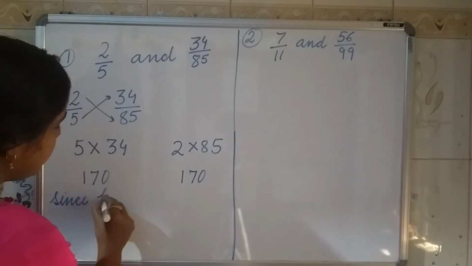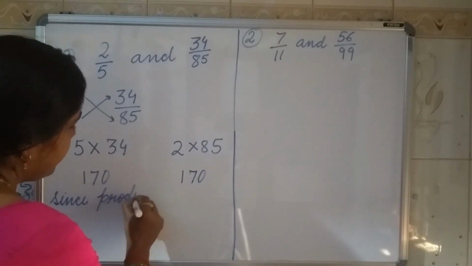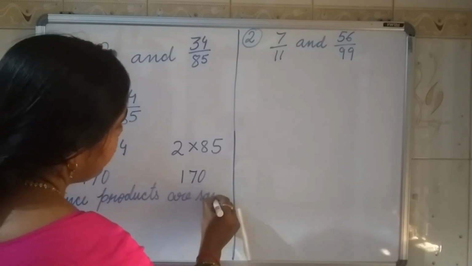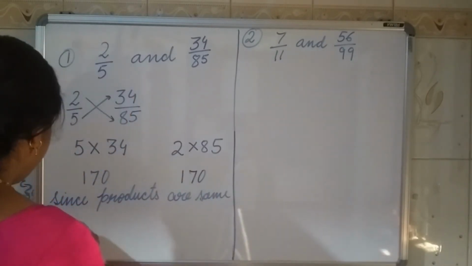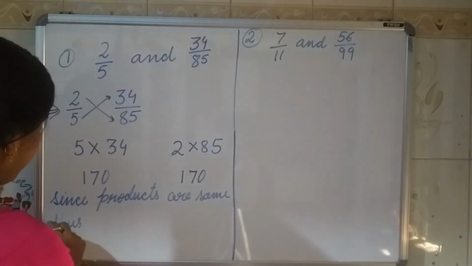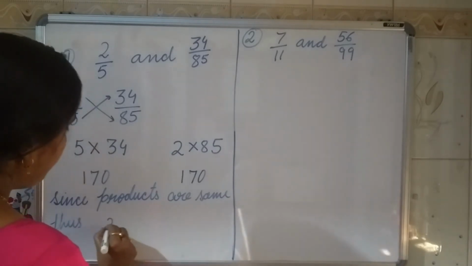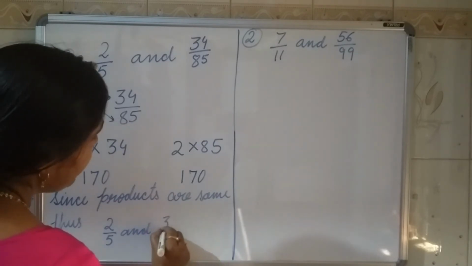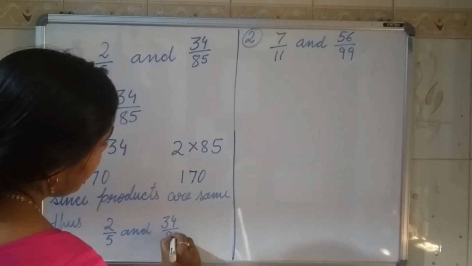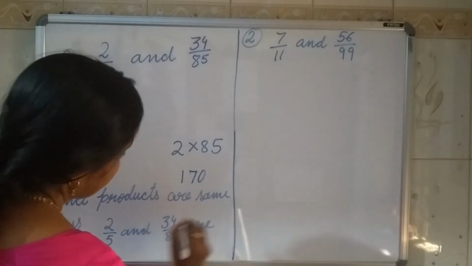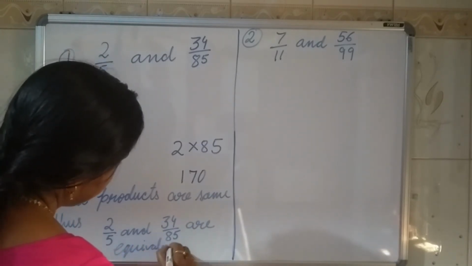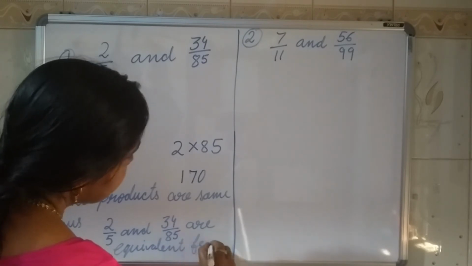Since the products are the same, thus 2 upon 5 and 34 upon 85 are equivalent fractions. Okay, this is the answer.